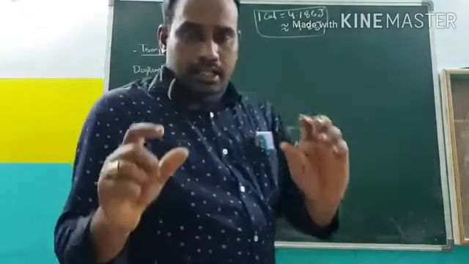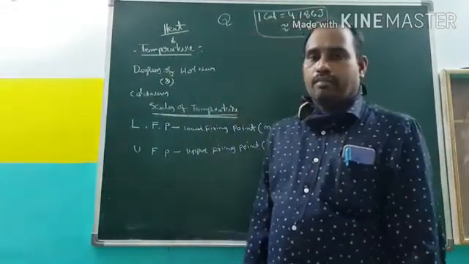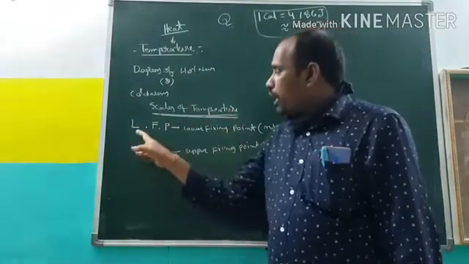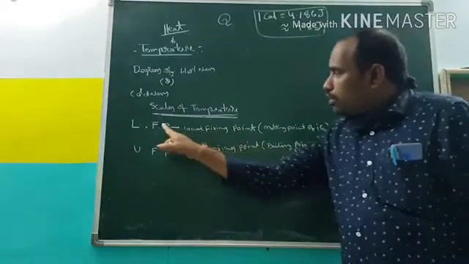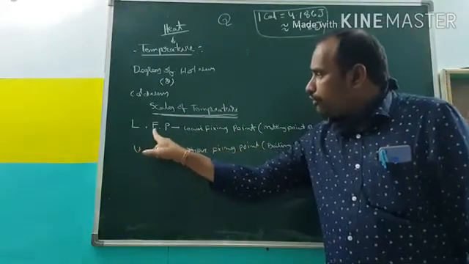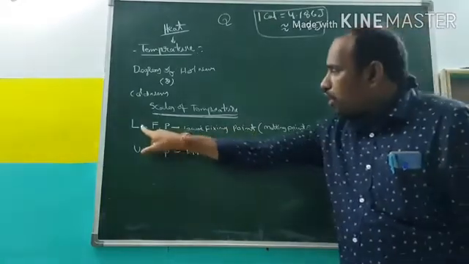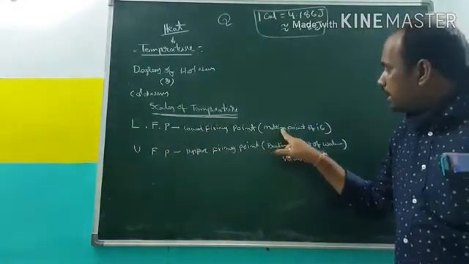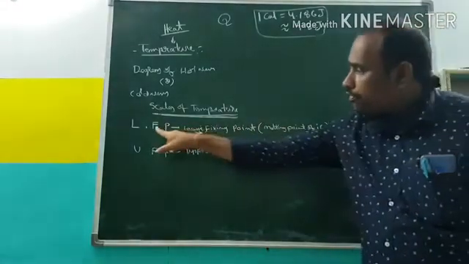For the construction of any temperature scales, we choose two different points. The first point is the lower fixing point. The lower fixing point means the melting point of ice is taken as the lower fixing point.